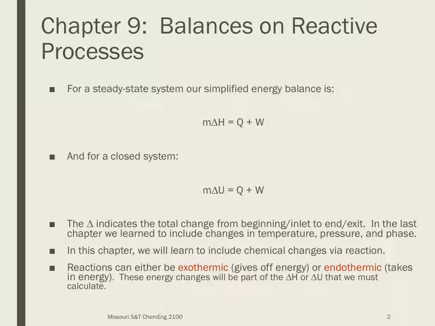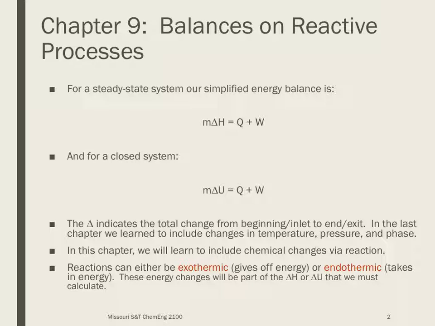Now, our simplified energy balance, if I neglect the potential and kinetic energy, for a steady state system would be the mass times the change in enthalpy is equal to the heat transfer plus the work. And for a closed system, the mass times the change in internal energy is Q plus W. The delta here is going to indicate the total change from the beginning or the inlet to the end or the exit. And in the last chapter, we learned how we could include changes in temperatures, changes in pressure, and change in phase. What we're going to be adding in this chapter is including chemical changes via reaction.